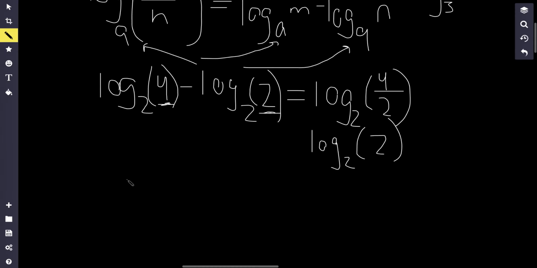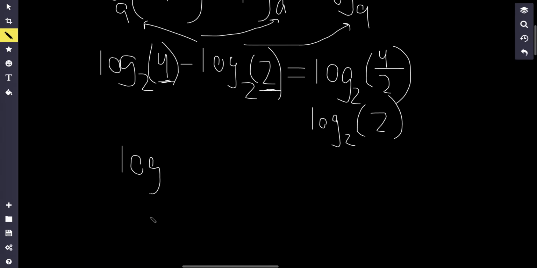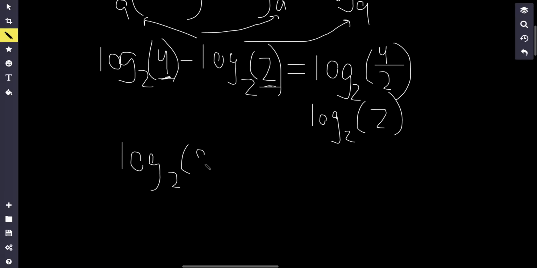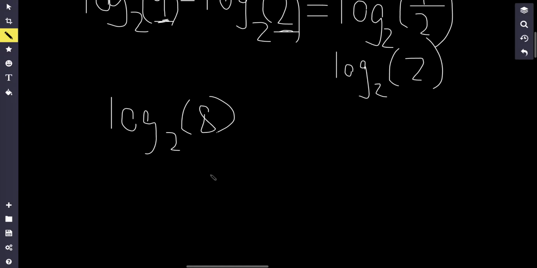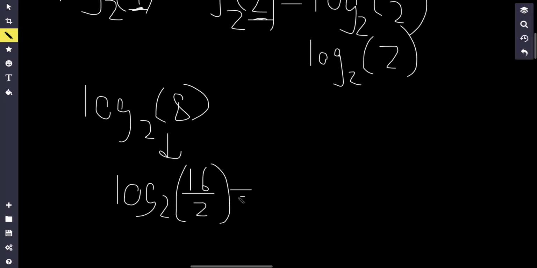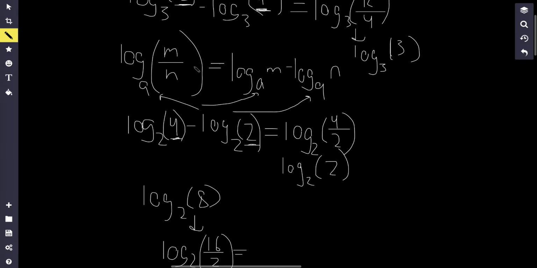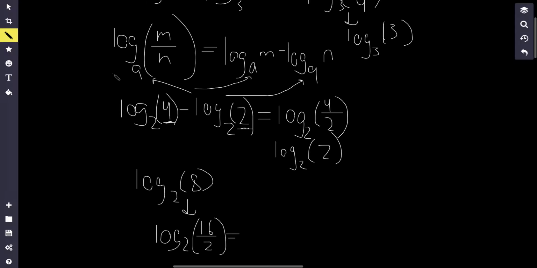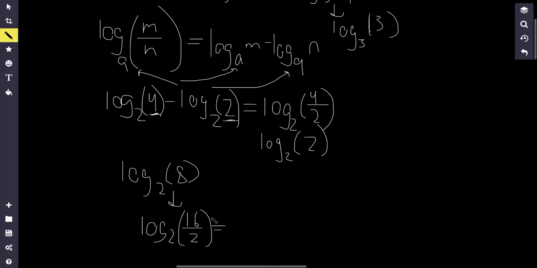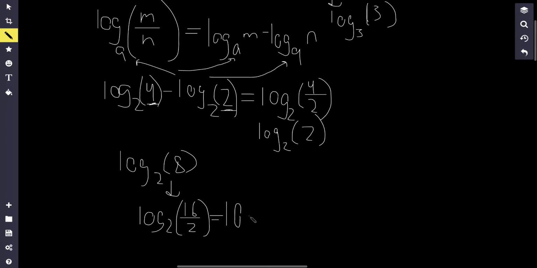For example, if we have log base 2 of 8, well, we know that 8 is equal to 16 divided by 2. And then now we can use our logarithm quotient rule. So now we have log base a of m divided by n. This is just going to be equal to log base 2 of 16. And then you just subtract it by log base 2 of 2.